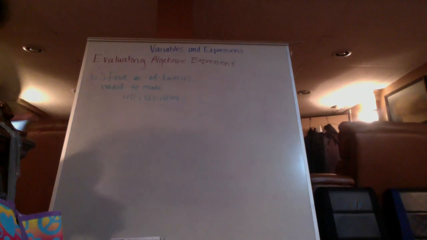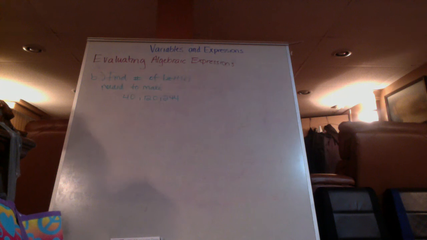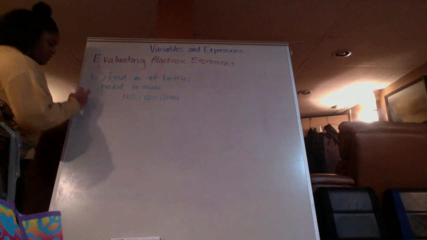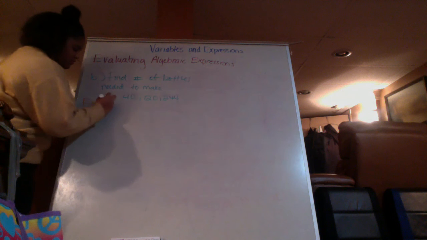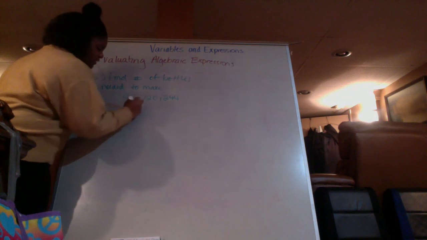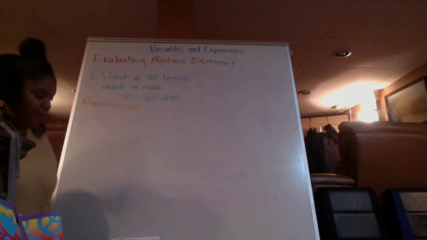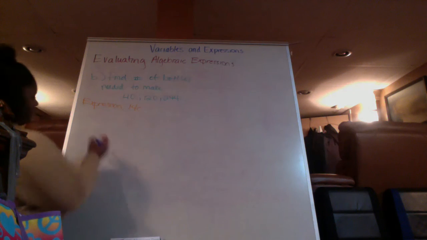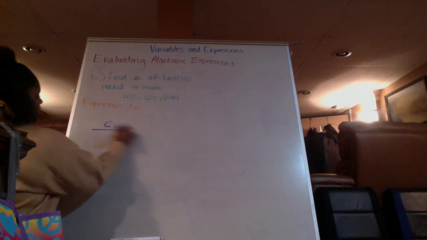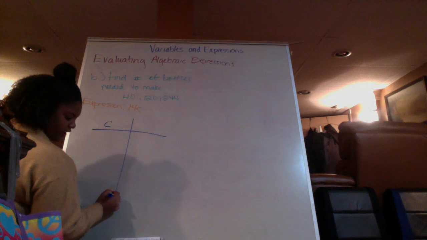All right, so you should have read that. Now B says to find the number of bottles needed to make 40, 120, and 224 square feet of carpet. So we said from our expression, I really hope you can see that it's 14C. I'm going to write it over again, but that's the expression we're supposed to be using. The easiest way is to make a chart, right? I love me a good chart.